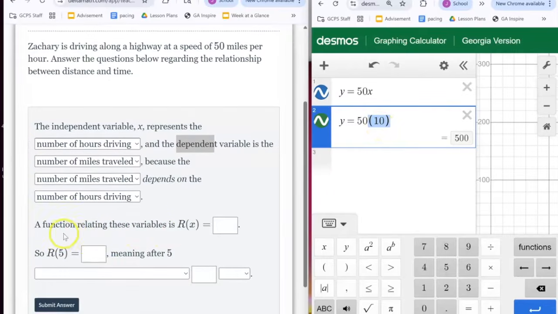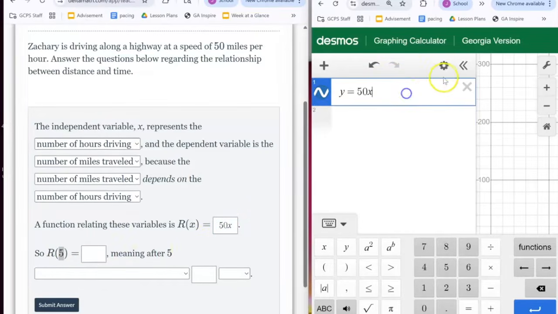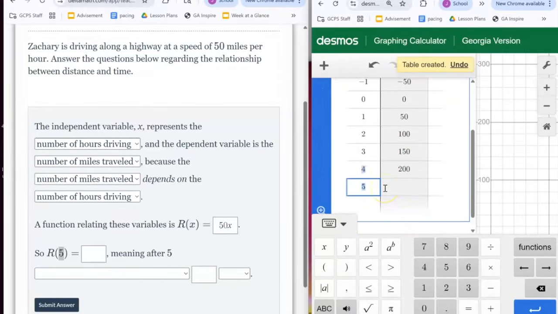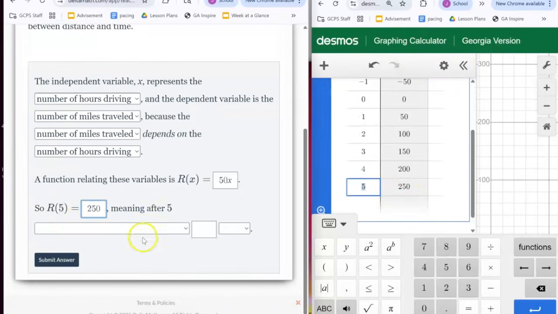Okay. All right. So the function relating these variables is, and I already have it written here, 50. And can I use x? Yes, because it says in terms of x. Write the function R in terms of x. So 50x. All right, so R of 5. Again, I can come in here and type 5, but we are going to shortcut this, hit table, and we're going to go to 5. You can press enter, enter, enter, or type in 5. So it's 250.